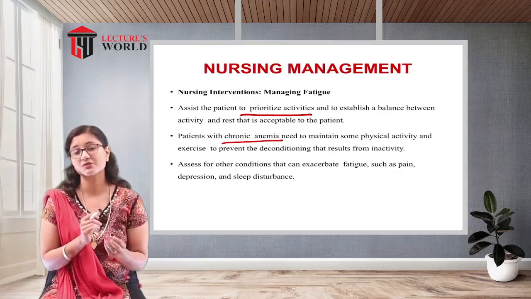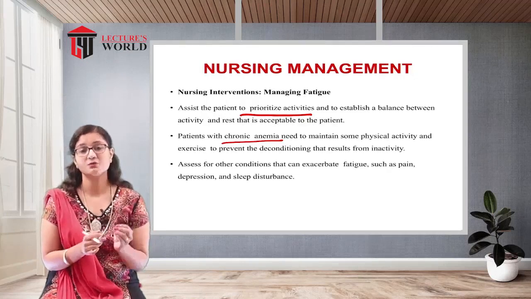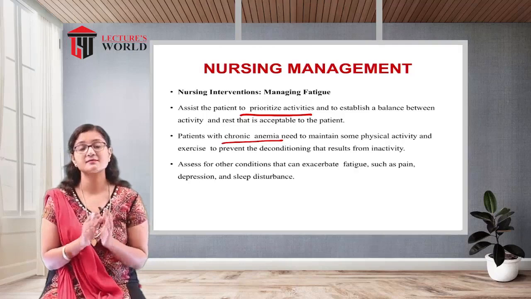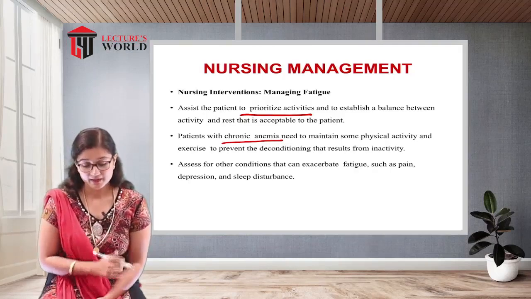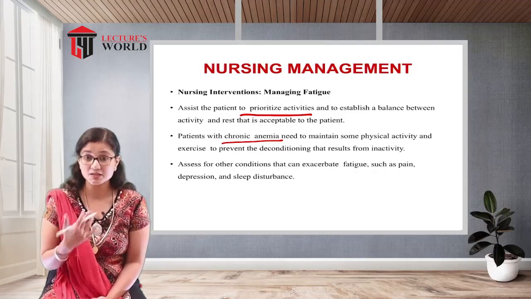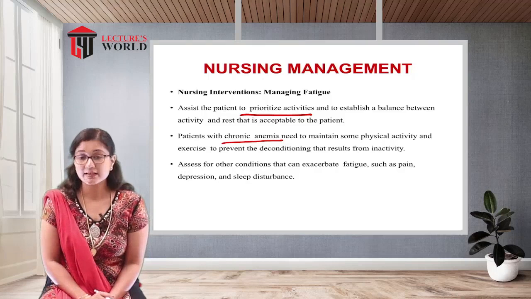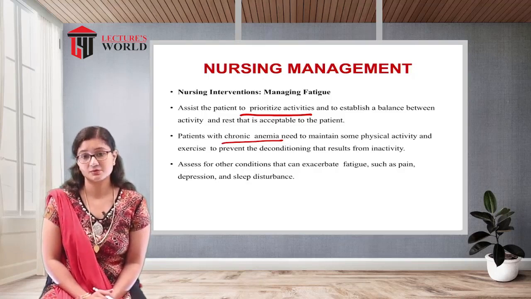It's very much required that per week at least 30 minutes of brisk walking or any aerobic exercise can be done by the patient, but depending upon the hemoglobin. Next is to assess for other conditions that can exacerbate, that is further increase, fatigue in the patient, such as any pain present, depression and sleep disturbances.